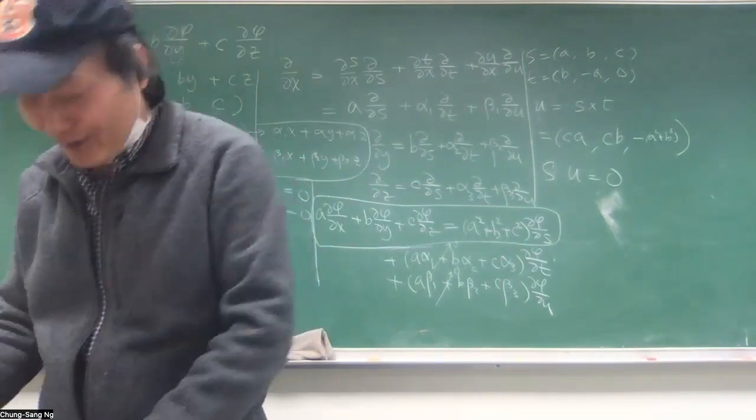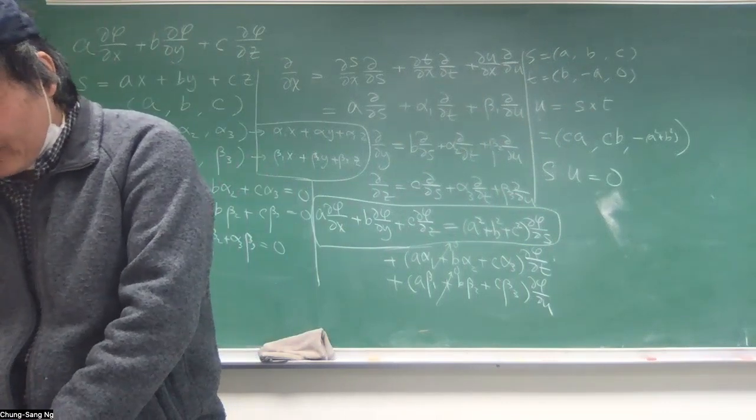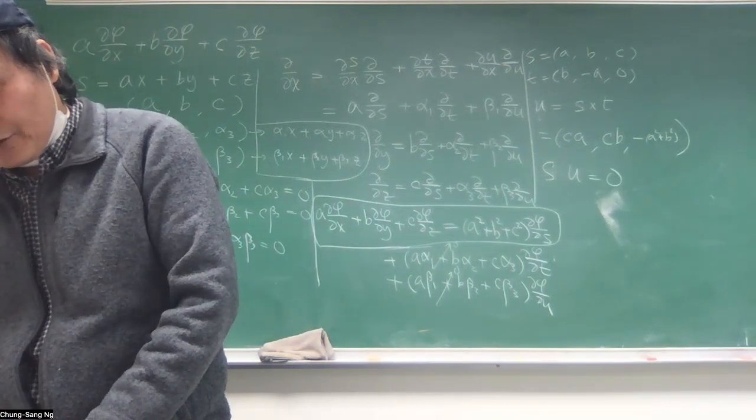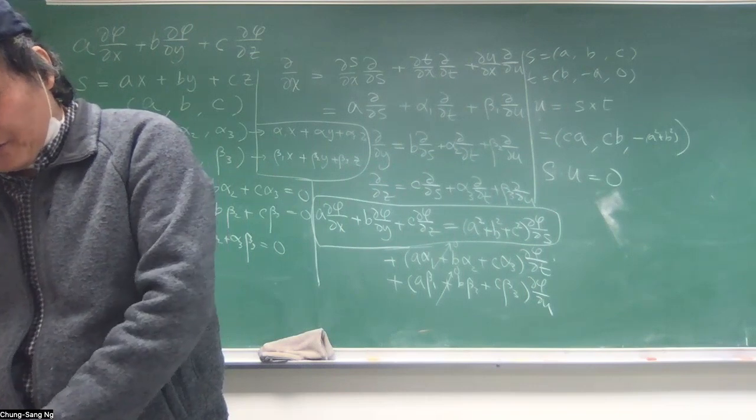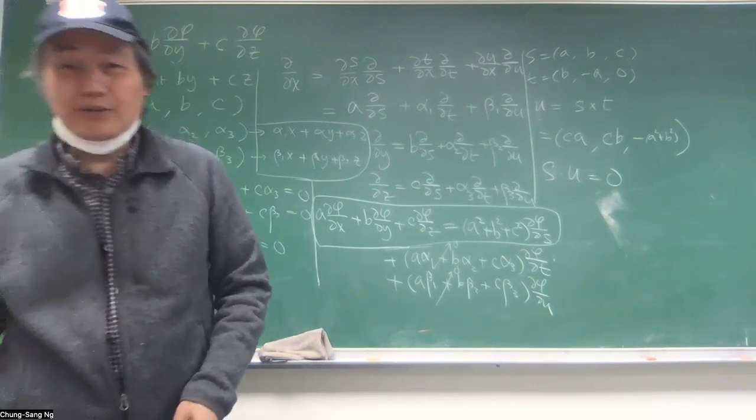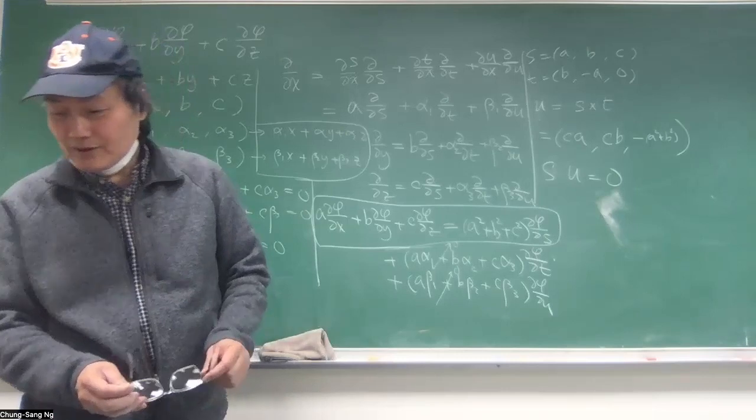So what we're talking about is page 407, more than two variables, Chapter 9.